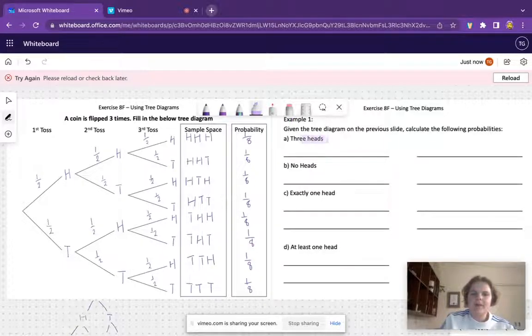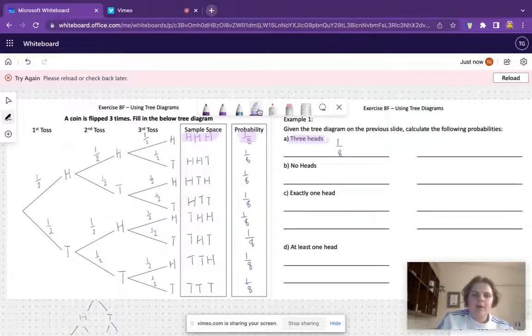So probability of getting 3 heads. There is only one option here with 3 heads, and we've already calculated the probability. It's 1/8. Or the other way of thinking about it is there's one option out of 1, 2, 3, 4, 5, 6, 7, 8. Out of 8 possible options, 1 out of 8.